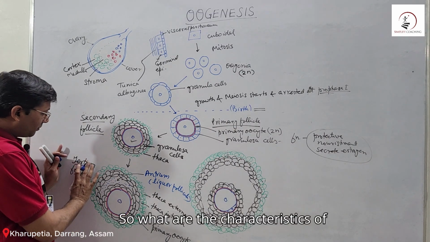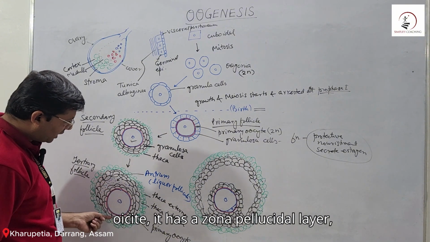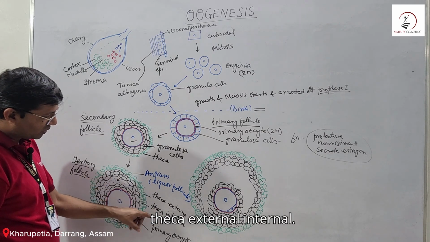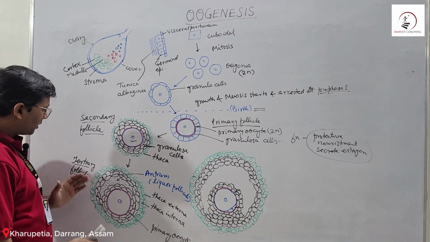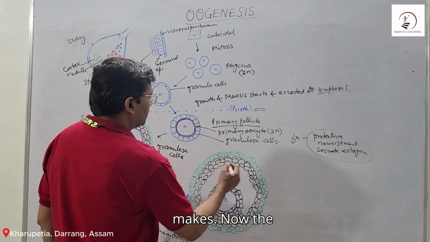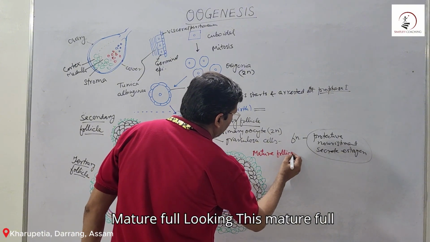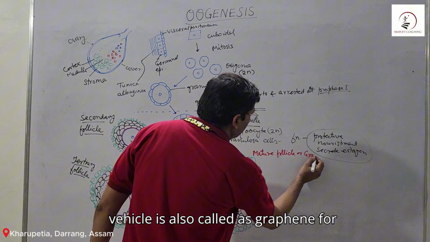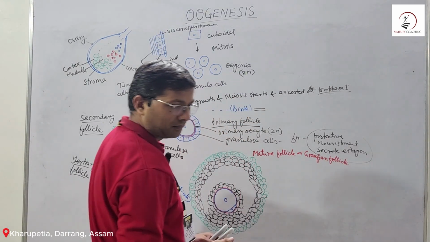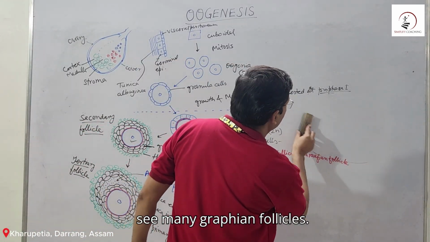So what are the characteristics of the tertiary follicle? Tertiary follicle has a primary oocyte, it has a zona pellucida layer, it has an antrum, and theca has now differentiated into theca externa and interna. Tertiary follicle further develops and makes now the mature follicle. This mature follicle is also called Graafian follicle after the name of a scientist. If you see a section of ovary, you will see many Graafian follicles.